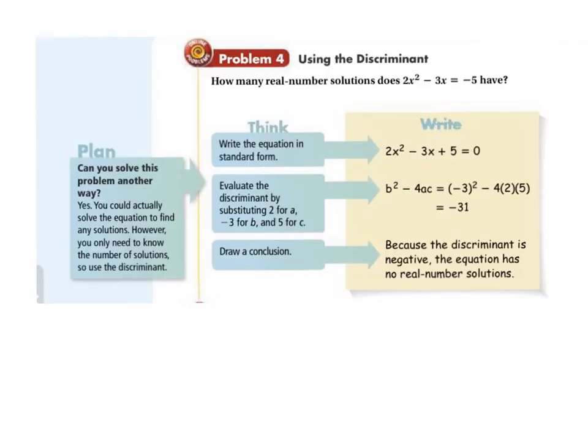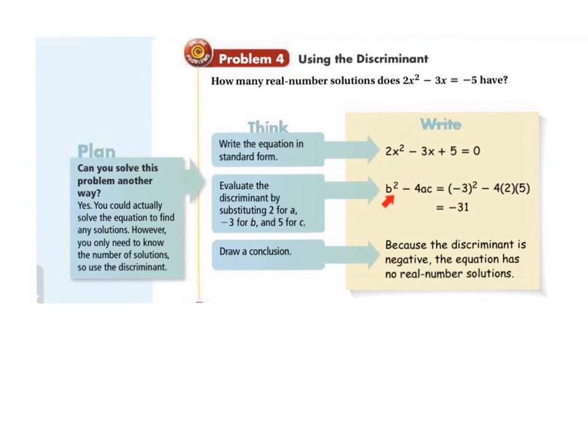Okay, down to that idea of the discriminant. Remember, the discriminant is that piece of the formula that is underneath the square root. So, how many real number solutions does this have? And again, before you're able to do anything, you have to write it in standard form. Then you just take that piece from underneath the square root symbol, underneath the radical, and plug in your A, B, and C here.